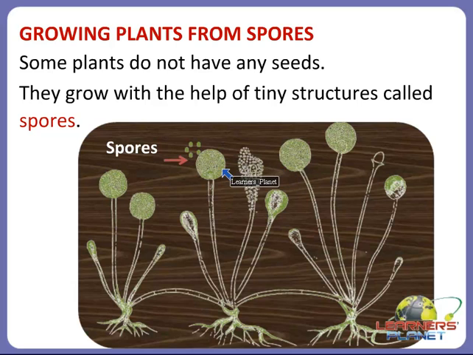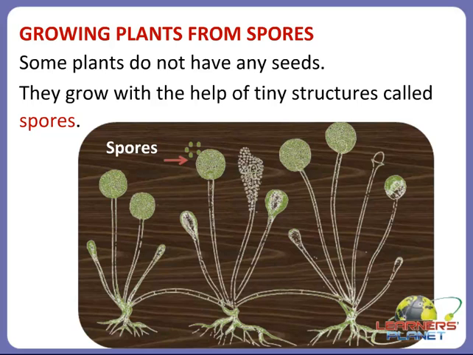So children, there are some types of plants that do not possess any seeds. How are they able to grow? They are able to grow with the help of these spores. Spores have the capability to grow into a new plant, even if they do not possess any seed. So always remember that the plants that do not possess seeds are also able to grow because they possess tiny structures called spores.